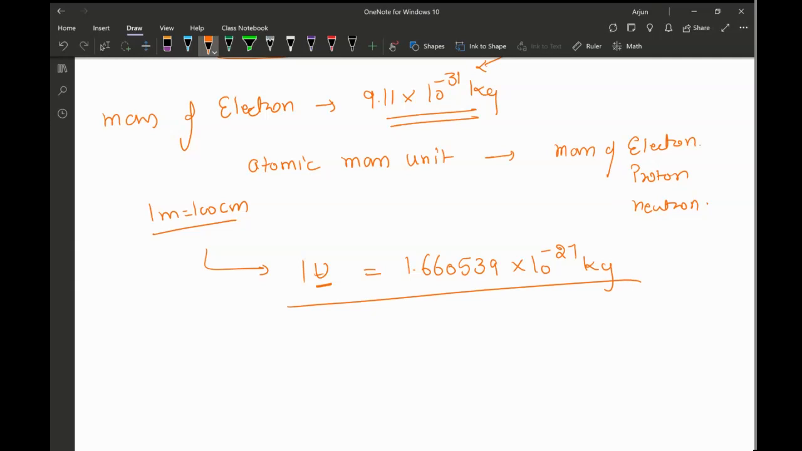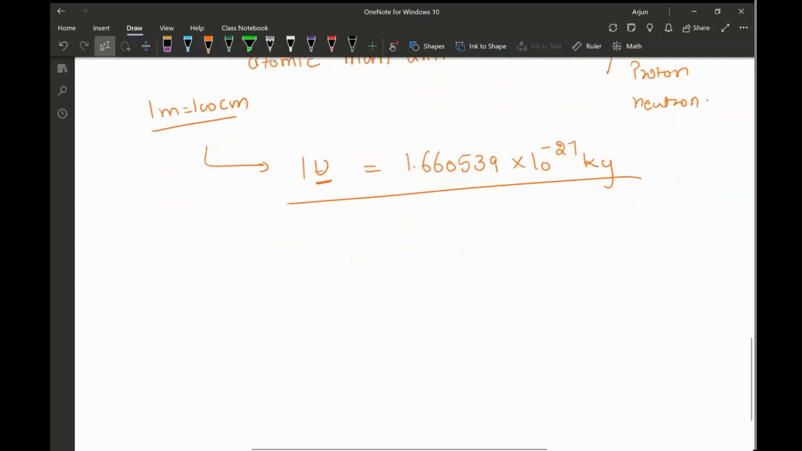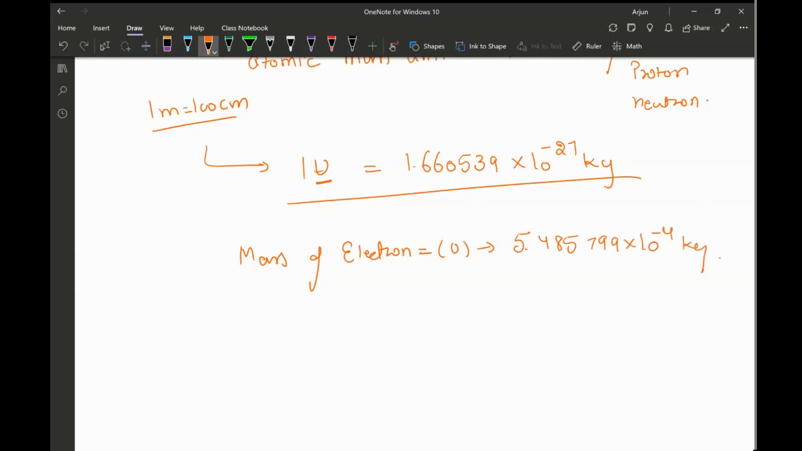Now, if I were to convert the mass of the electron in terms of U, the mass of the electron will come out to be 5.485799 times 10 raised to the power negative 4 U. The mass of the proton will be equal to 1.00726, and the neutron mass, in terms of U, will be equal to 1.008665.